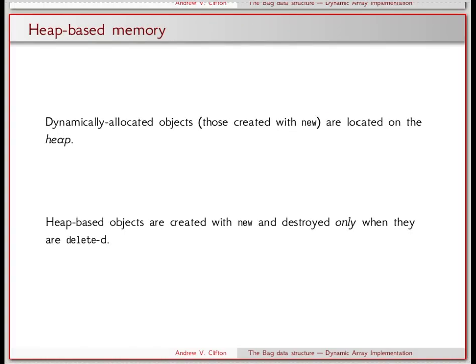But dynamically allocated objects, like anything that we create with new, are located in a different part of memory called the heap. Heap objects, you create them with new, and they're not tied to any particular pair of curly braces. So they only get destroyed when you say they should get destroyed by using delete on them.